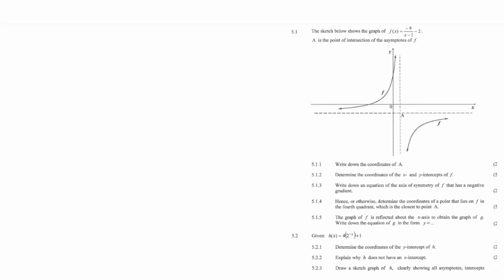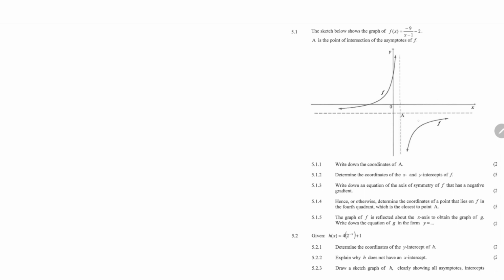Question 5, we have 5.1, which says the sketch below shows the graph of f of x equal to a minus 9 over x minus 1 minus 2. A is the point of intersection of the asymptotes of f. Okay, so we're given that diagram, and 5.1.1 says write down the coordinates of A.